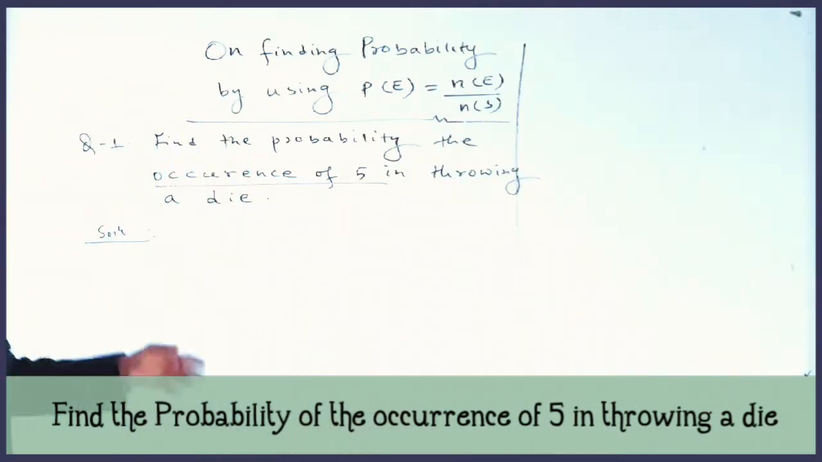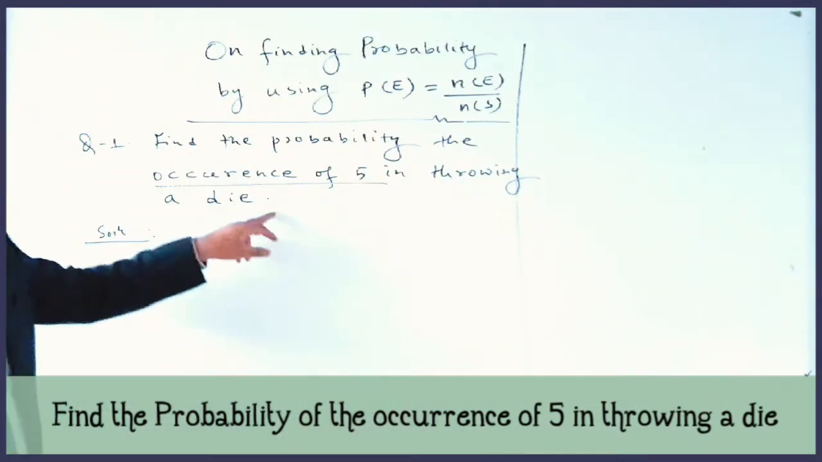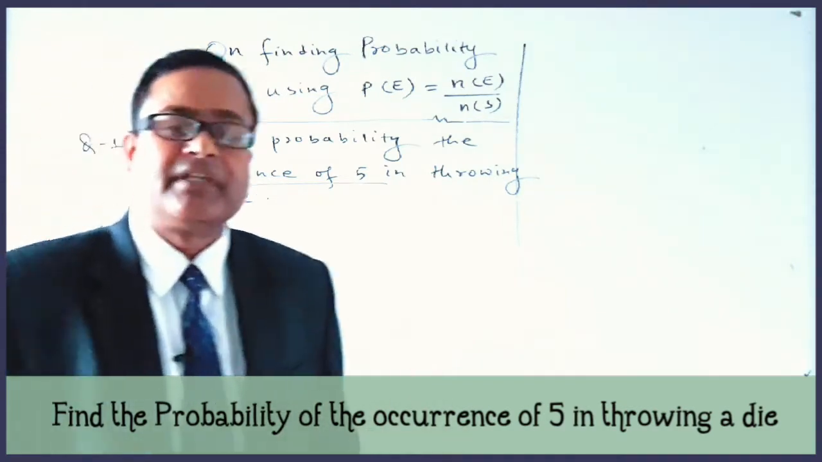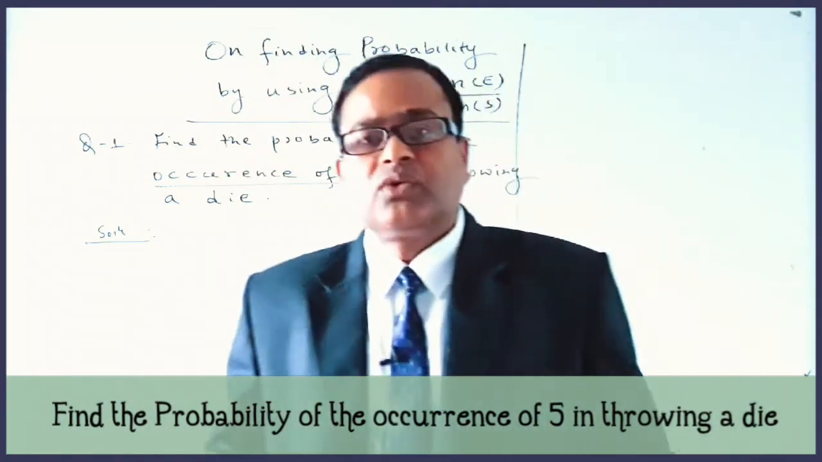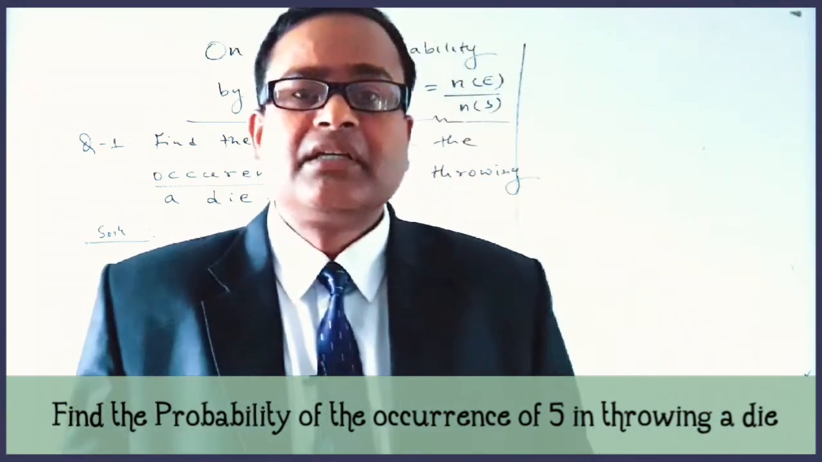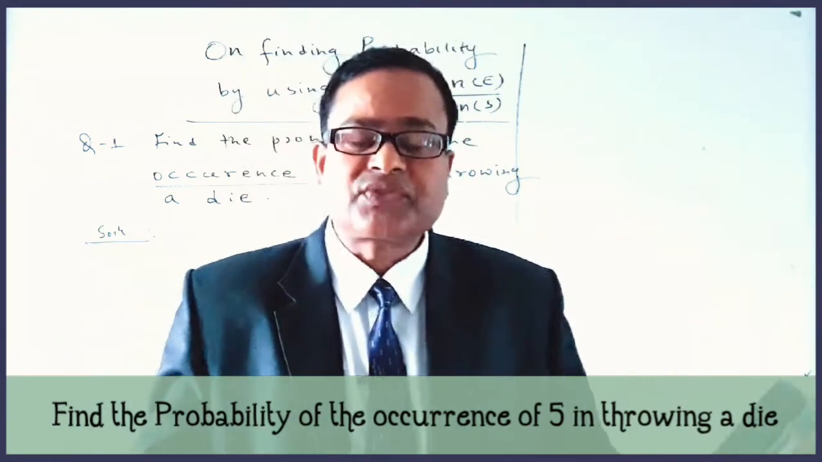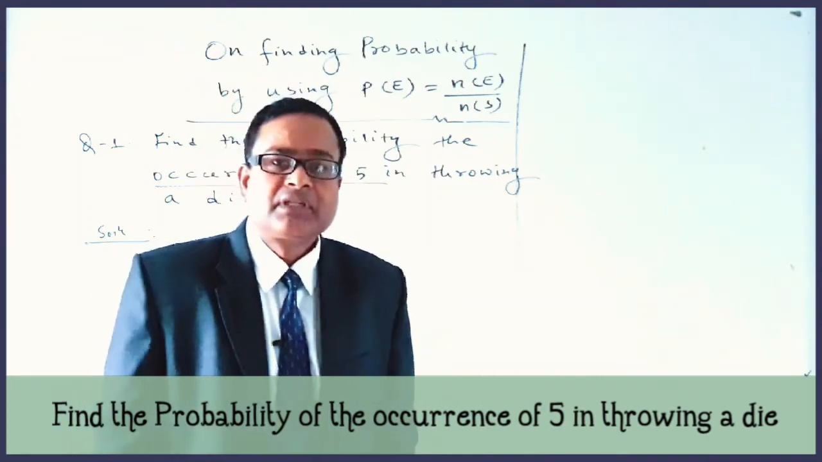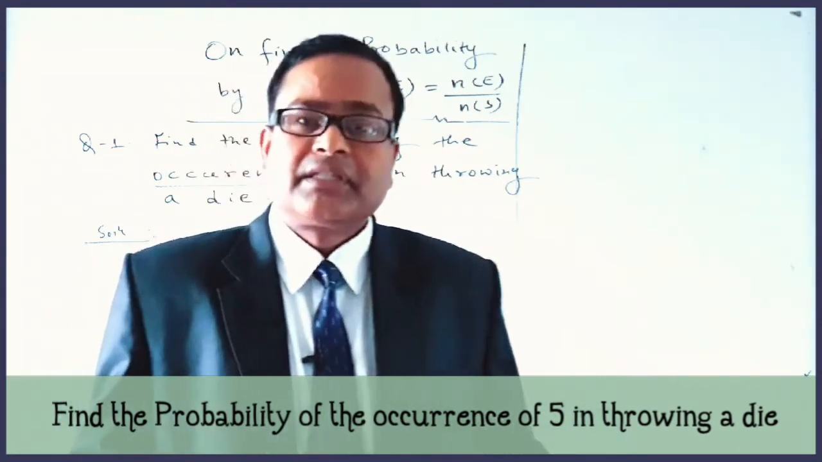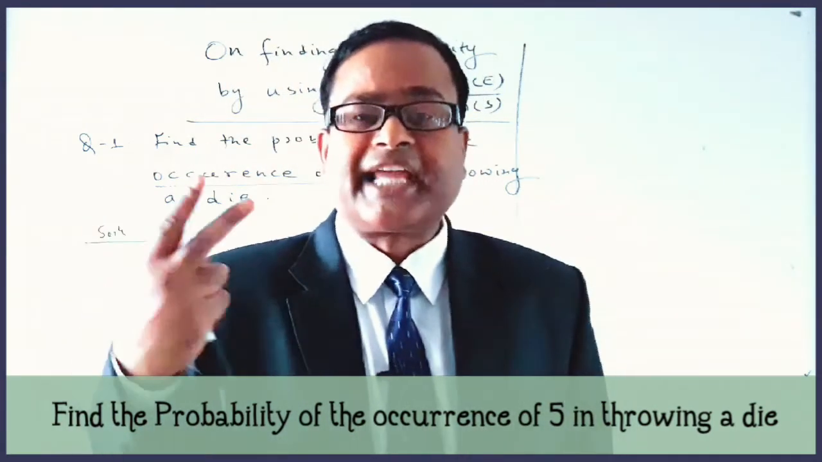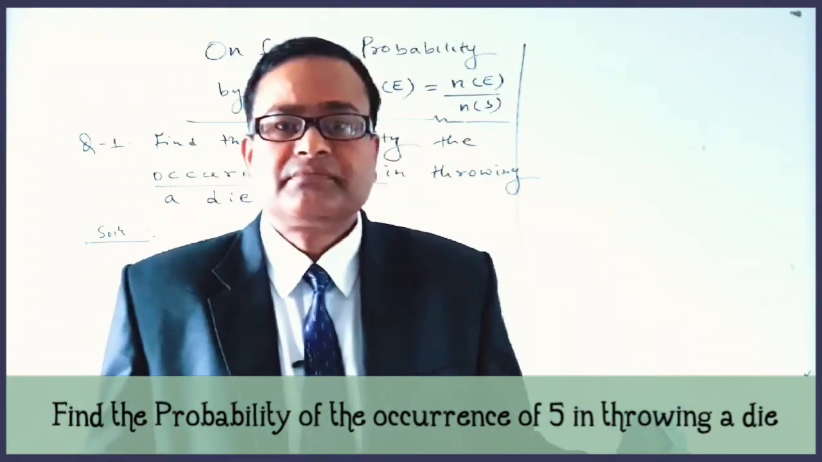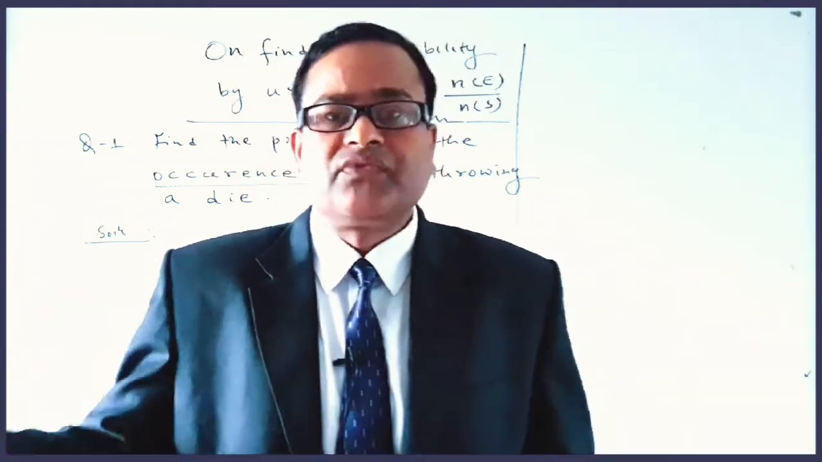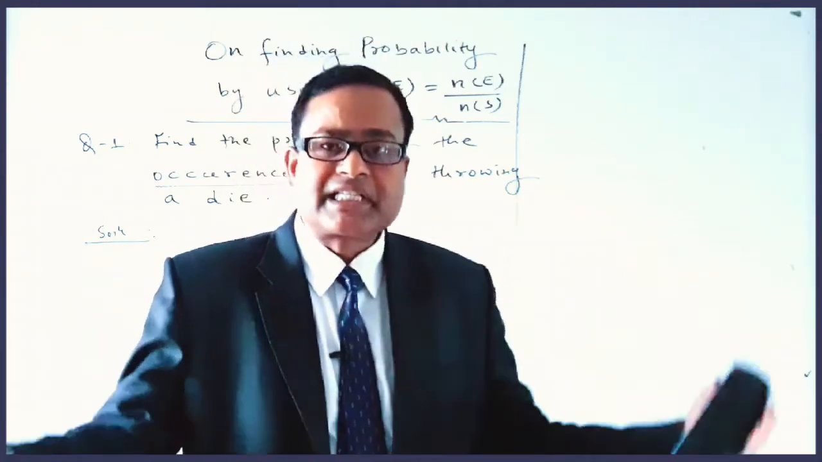Dear students, the first question is: find the probability of the occurrence of 5 in throwing a die. If a die is thrown, then what is the chance of getting the number 5? Dear students, we know that a die is the singular form of dice, which is numbered 1, 2, 3, 4, 5, 6 on its 6 faces.